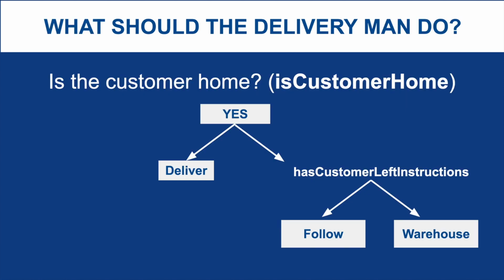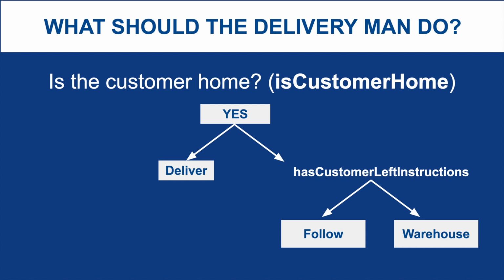Here's another way of looking at pretty much the exact same thing. This is called a decision tree. I really like this way of doing it. I think it's super clear. I hope it's also clear to you. So what should the delivery man do? Okay, is the customer home? We have turned that into a variable called is customer home. If yes, then we deliver.